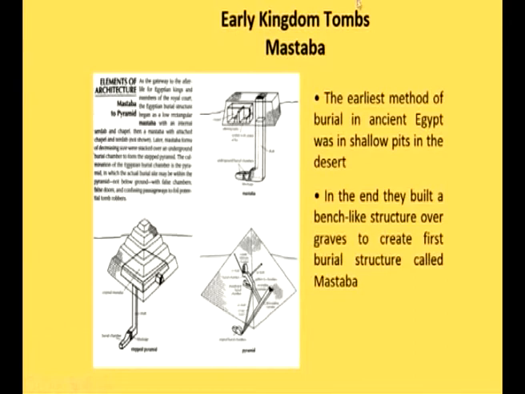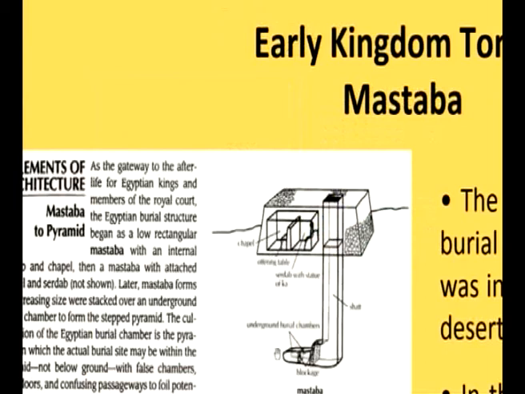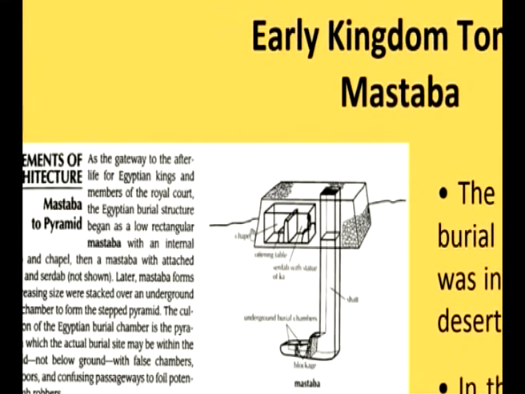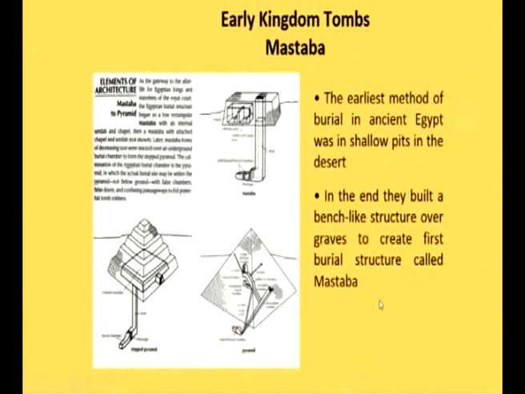As you could see, it had a shallow shaft which went below, and this you could see as the underground burial chambers. It had blockages at the end. The dead body is placed here. Once the dead body is placed, the shaft is blocked, and then it has 2 rooms: a chapel, which had an offering table, and a serdab with the statue of the Ka. Usually these mastabas had a false door to confuse the Ka. And next was the early kingdom tombs of mastaba.